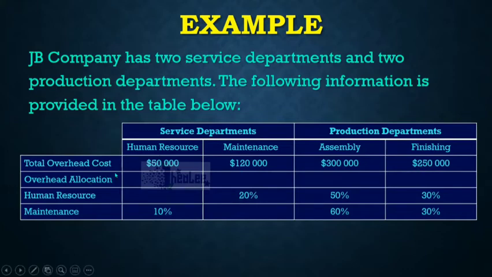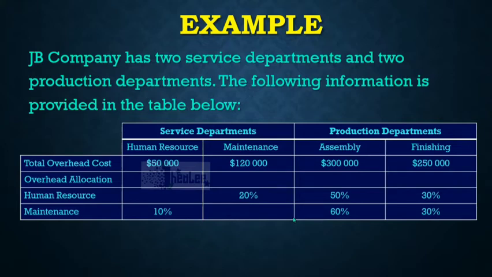$250,000. In terms of the overhead allocation, the human resource service is distributed to the maintenance department, so that's 20% of it. The assembly department uses 50% based on the question, and the finishing department uses 30%. For maintenance, the human resources department uses 10% of that, the assembly department 60%, and the finishing department 30%.